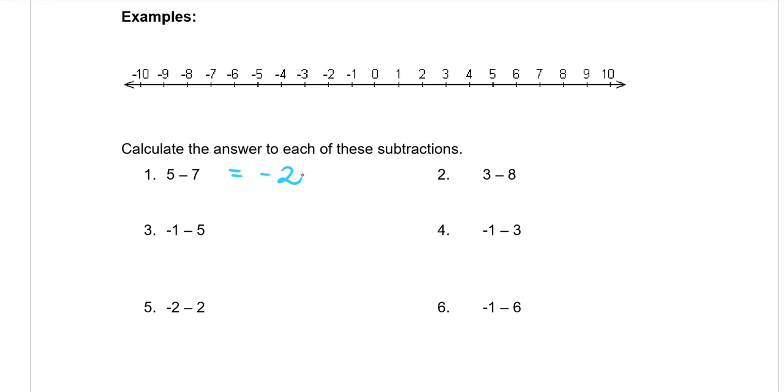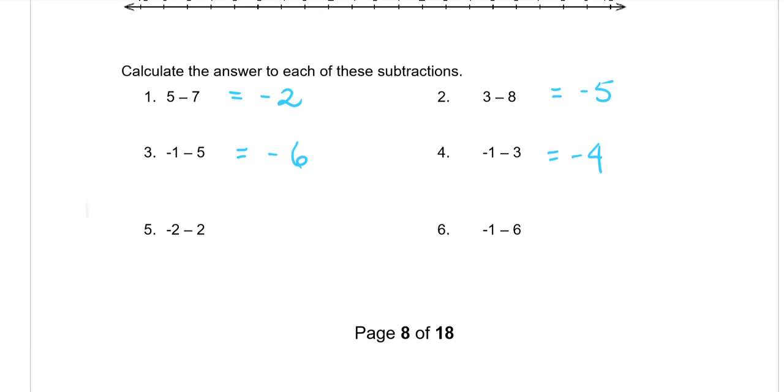Next one, starting at 3 here. And I might want to subtract 8. 1, 2, 3, 4, 5, 6, 7, 8. And I end up at -5. Question 3, starting at -1, and I want to subtract 5 more, so still to the left. 1, 2, 3, 4, 5, and I'm at -6. Question 4, start at the -1, and I want to subtract 3. 1, 2, 3 is -4.